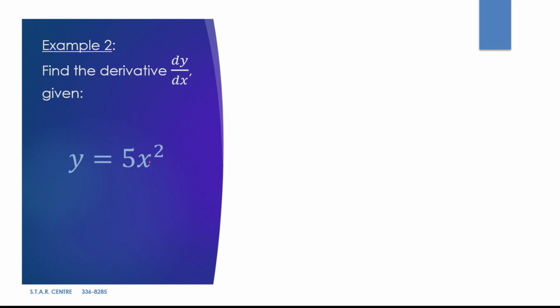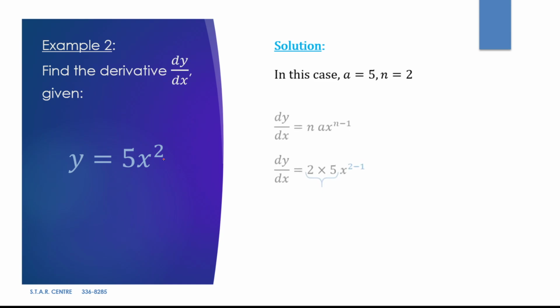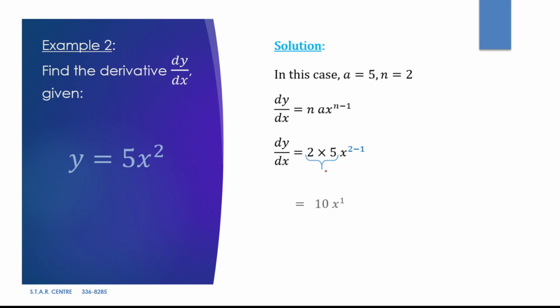Remember the power rule, y is in the form ax to the power of n. So our a would be 5 and our n would be 2. Once we have identified the values of a and n, we just substitute into our formula for dy dx. So n would be 2, a would be 5, and the n minus 1 would be 2 minus 1. Simplifying, 2 multiplied by 5 gives 10, and simplifying our power as well, 2 minus 1 gives us 1, and x to the power of 1 is just x. So our final answer would be 10x.